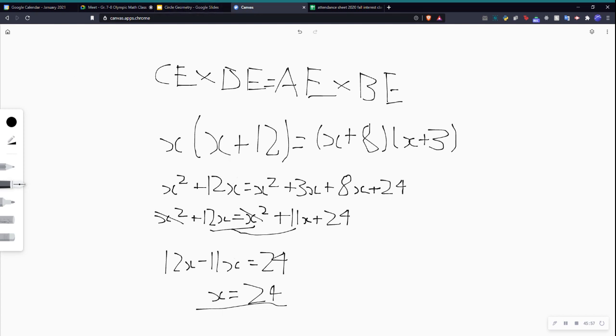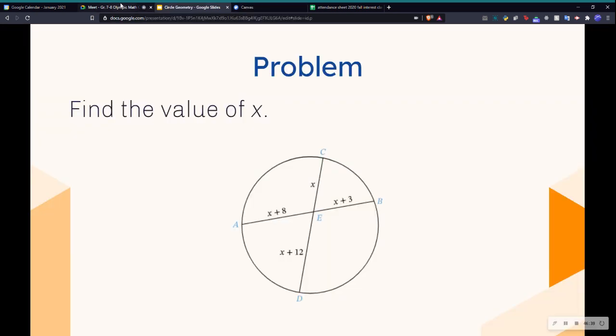Any questions about this? You can also double check by substituting x back into the equation. I'm going to try it by myself. We do 24 times 24 plus 12 is equal to 24 plus 8 times 24 plus 3. That should be equal to each other. I'm just going to double check quickly. Yep, they're both equal to 864. So x is equal to 24. QED.